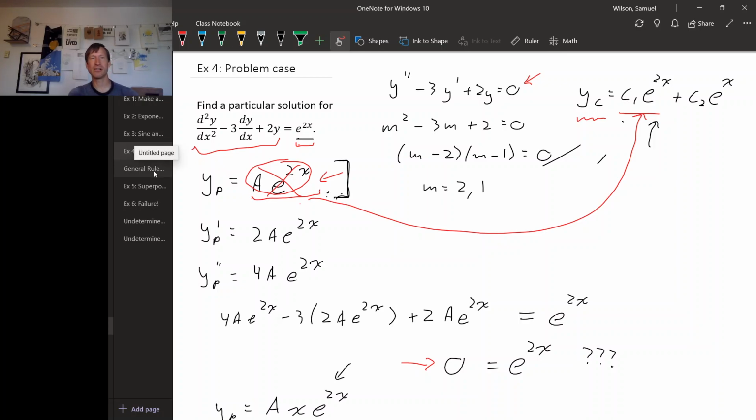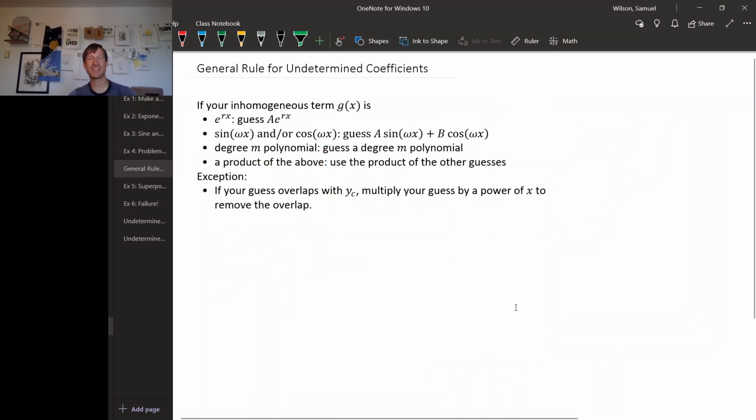So just to summarize all of the undetermined coefficients cases we've looked at so far, what you guess for your particular solution depends on what the right-hand side, the inhomogeneous term in your equation, is. If it's an exponential, then just guess that exponential. If it's sines or cosines that have the same angular speed in there, then just guess combinations of sines and cosines. It is important to include both sines and cosines because derivatives of sines and cosines both give you sines and cosines.